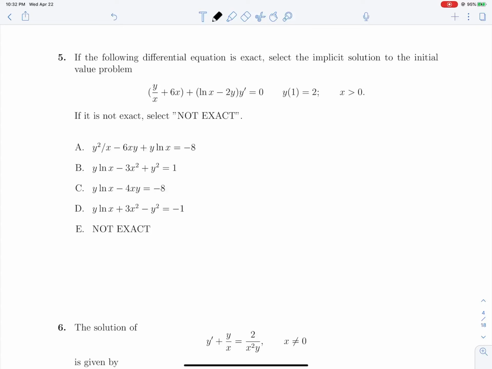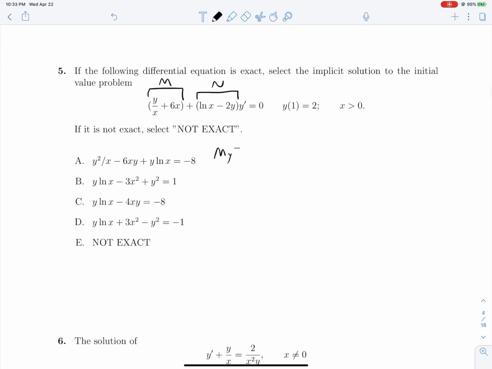We have an exact equation. Fun fact, whenever they give you this whole select not exact kind of thing, it's never been that. It's always exact. Leave it to them to do that to us this time around, though. So we know that we can call this portion of our equation M, and this portion that's multiplied by y prime N. And if My is equal to Nx, then our equation is exact.